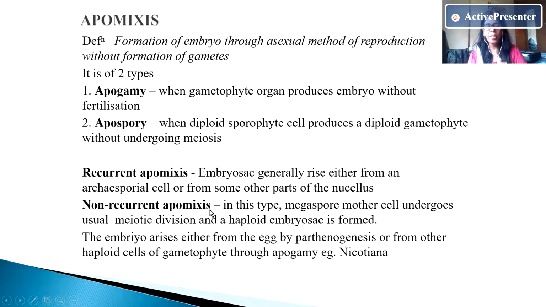Non-recurrent apomixis. In this type, the megaspore mother cell undergoes the usual meiotic division and a haploid embryo sac is formed. This embryo arises either from the egg by parthenogenesis or from other haploid cells of the gametophyte through apogamy. You know the structure of the female gametophyte. See here, the embryo arises either from the egg by parthenogenesis or from haploid cells of the gametophyte through apogamy. That is Nicotiana.